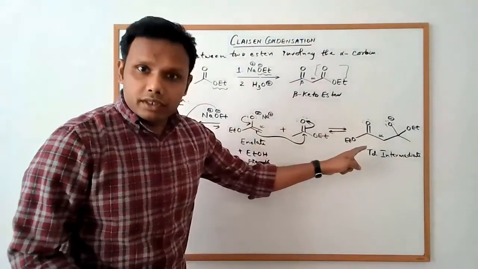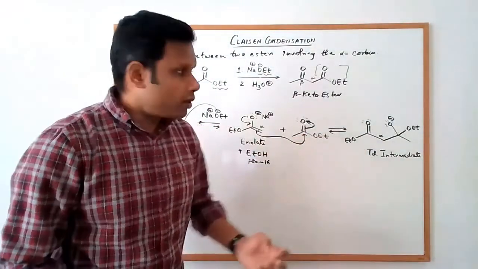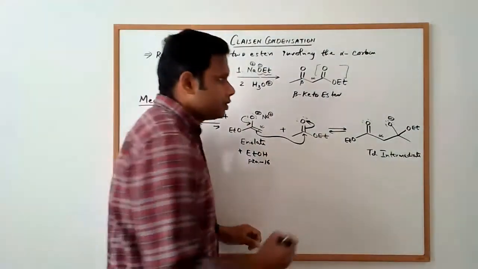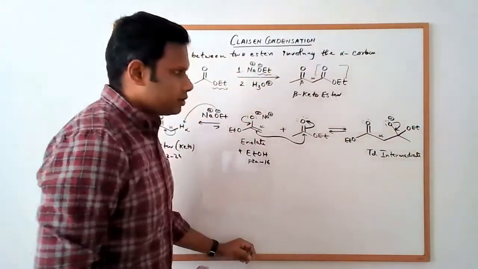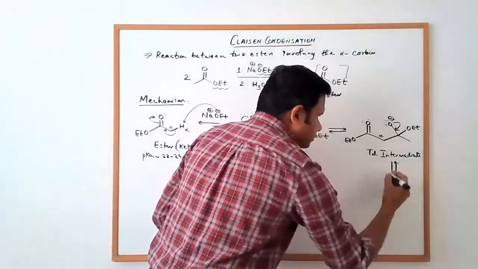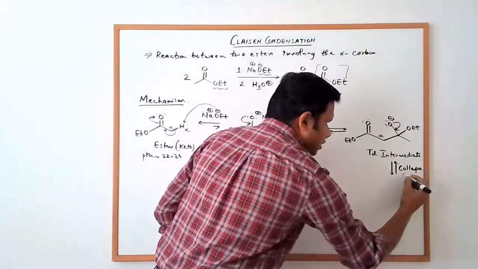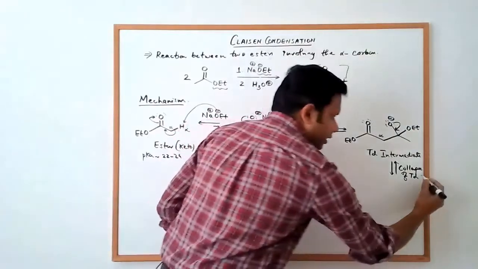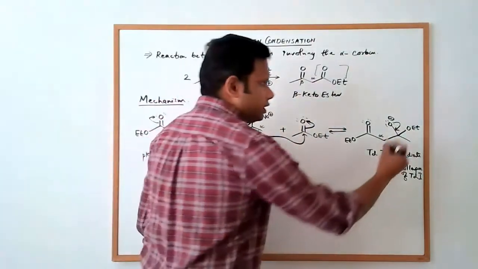So once you make the tetrahedral intermediate for an acyl carbon or for a carboxylic acid derivative, the next step is the collapse of the tetrahedral intermediate. So what's going to happen is this tetrahedral intermediate is going to collapse. Okay, so we're going to do the collapse here. So this is basically the collapse of the TI, the tetrahedral intermediate. Okay, collapse of the tetrahedral intermediate happens.